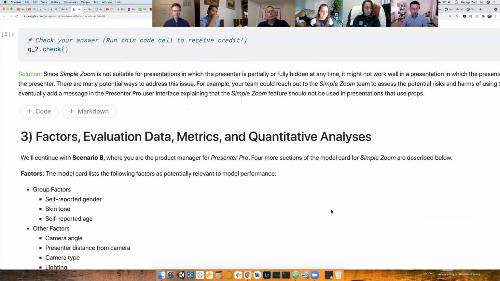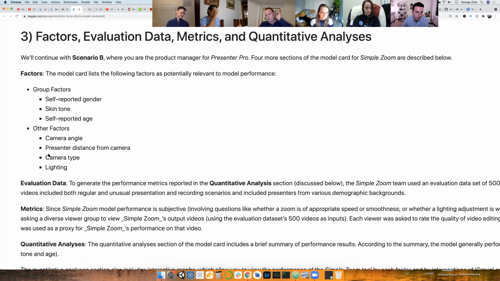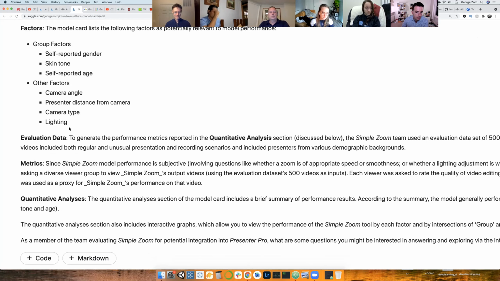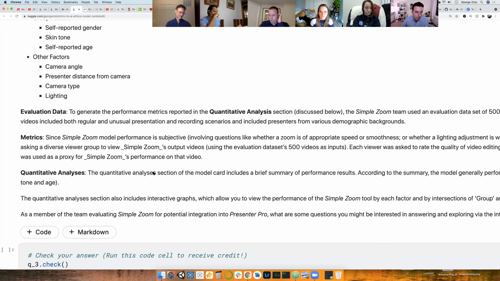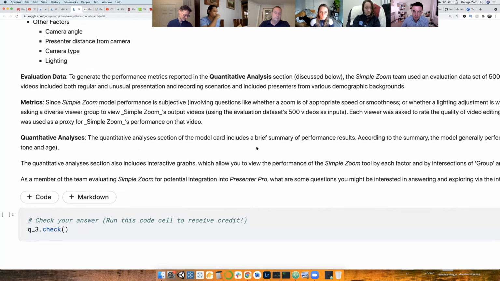Yep. And another one is, again, we're using this Presenter Pro, and the Simple Zoom model card tells us that the group factors are self-reported gender, skin tone, and self-reported age. And other factors are camera angle, presenter, camera type, lighting, how they did their evaluation data, what metrics they used, and what quantitative analysis they used.